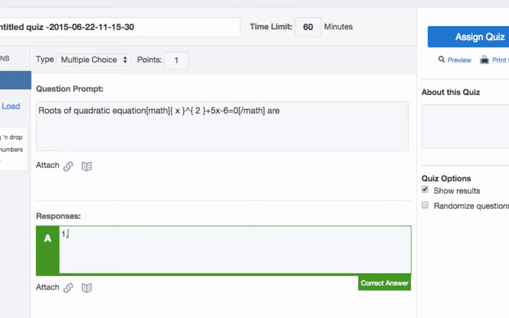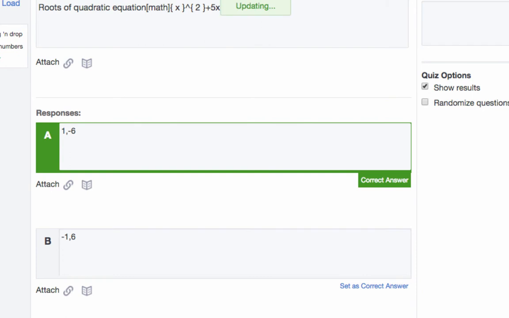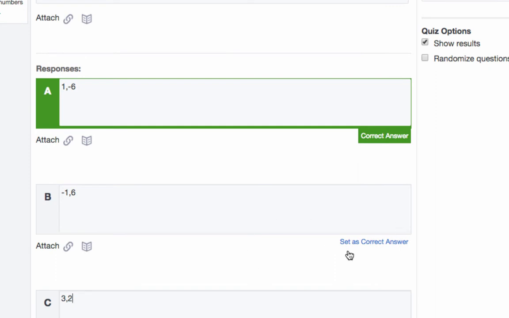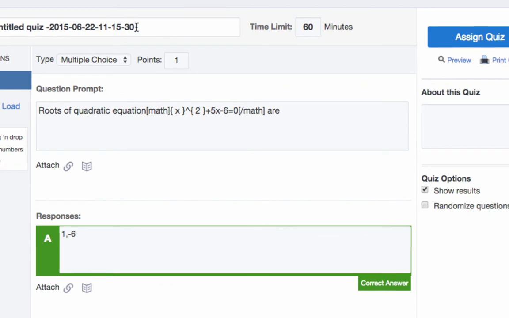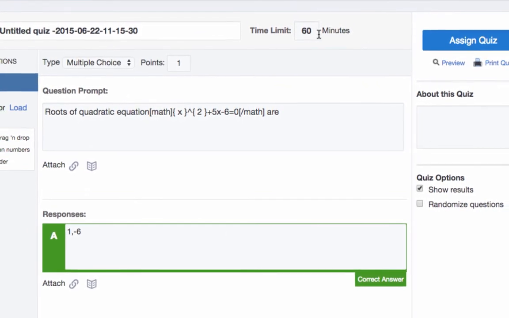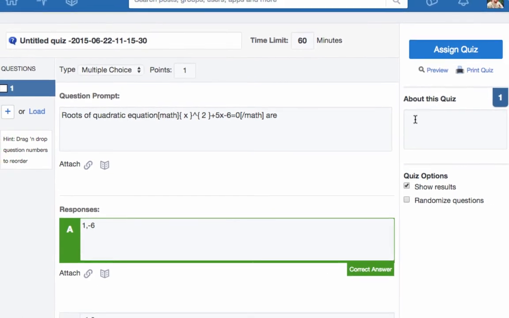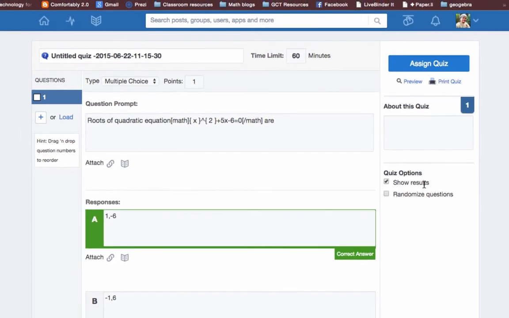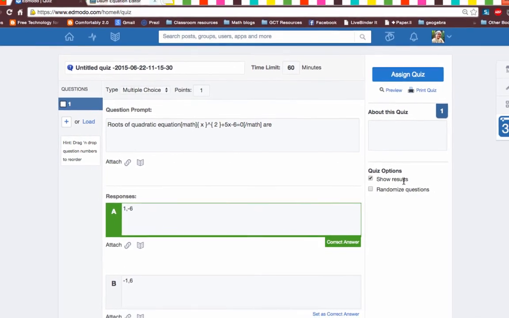So let's say we have 1 comma negative 6. I can have 6 comma or negative 1 comma 6, and let's give a third choice as well, say 3 comma 2. Now 1 comma negative 6 happens to be the right answer, so let that stay there. Otherwise you can select and set any other choice as the correct answer. Of course, you can always name your quiz and set the time limit, write a short note. Also tick the checkbox for show results so that students get to see the results.